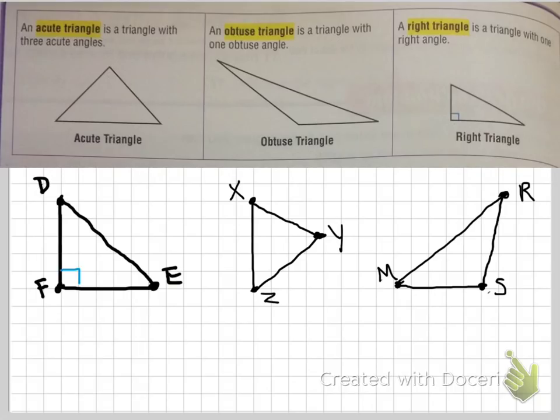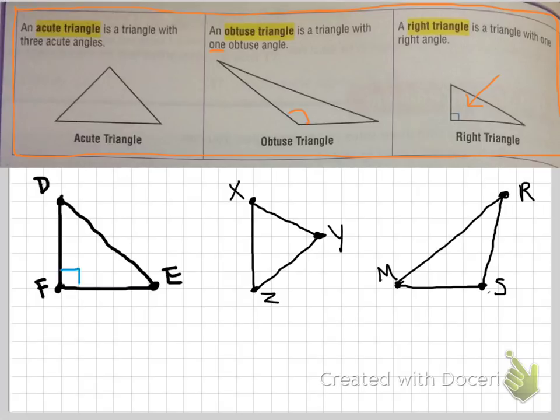Now, this is what you need to make in your notes. A nice little table with the definitions of a right, obtuse, and acute triangle. Remember, an acute triangle has 3 acute angles, 3 angles less than 90 degrees. An obtuse triangle is a triangle with 1 obtuse angle, just 1. And a right triangle is a triangle with 1 right angle. Check out that symbol. It's there calling to you. That's a right angle. Must be a right triangle. Okay.